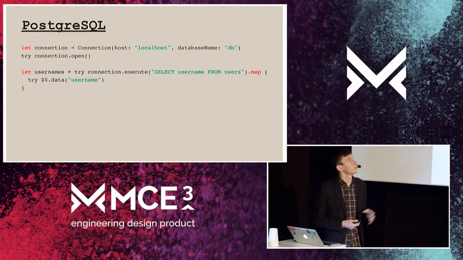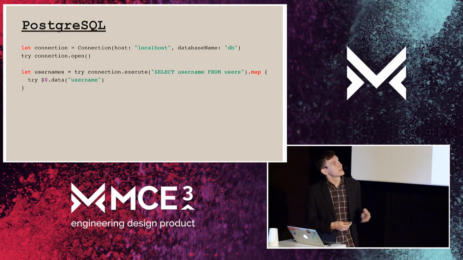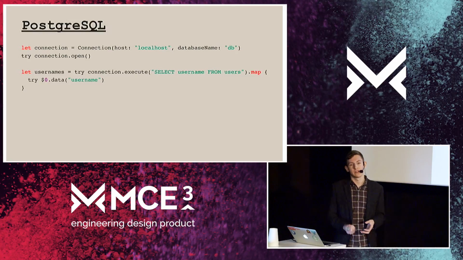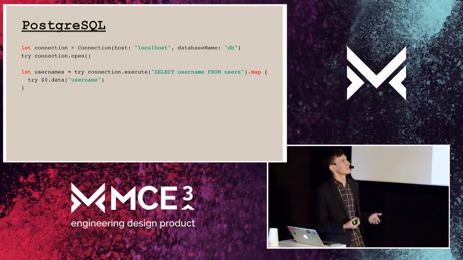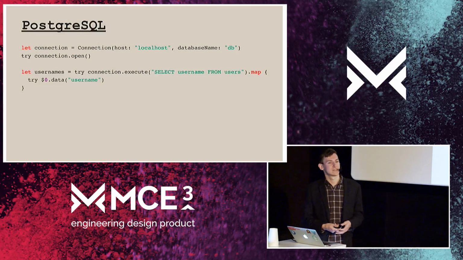So here's a little bit of code we can use to connect to our Postgres server. And then we can say we want to execute this query. We want to get all of the users from our user table. And then we're going to get the username out of it. And there's no type safety whatsoever. Well, there is type safety because it's Swift, but we need to deal with that ourselves, which is kind of inelegant.